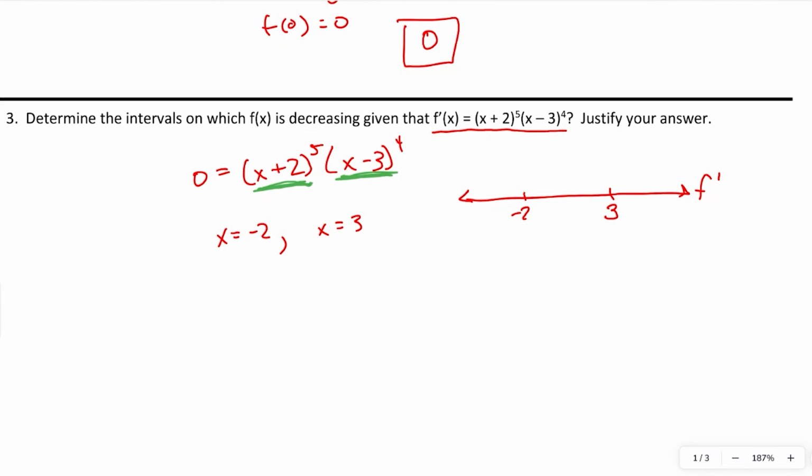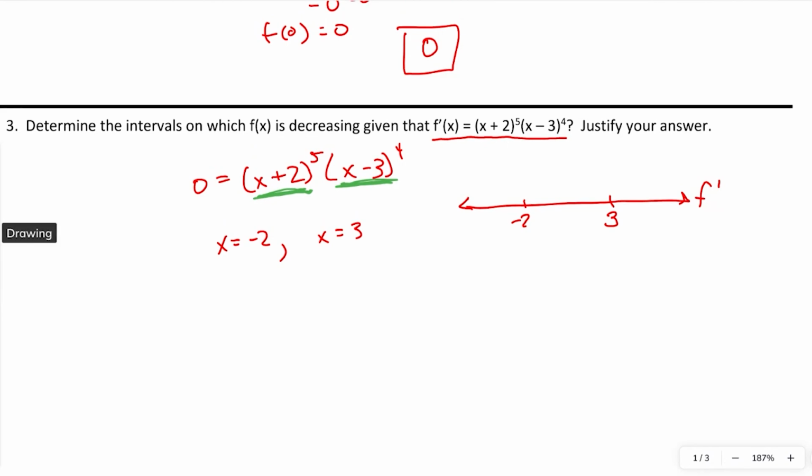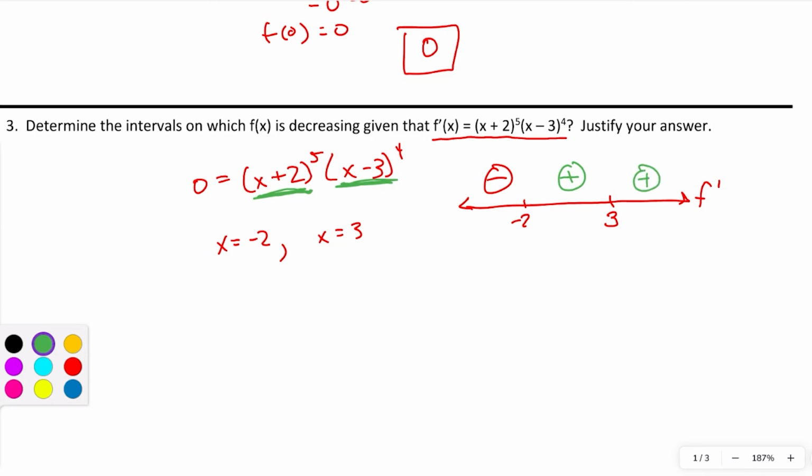And that's what's going to determine whether or not the sign is positive or negative. At any rate, if we plug in something like -10, this is going to be negative, so the overall slope will be negative. If we plug in a number like 0, 0 plus 2 is positive, so we are positive between -2 and 3. And finally, if we plug in a number like 10, it's still going to be positive. So there's only one interval where it's decreasing, and that's from -infinity to -2.